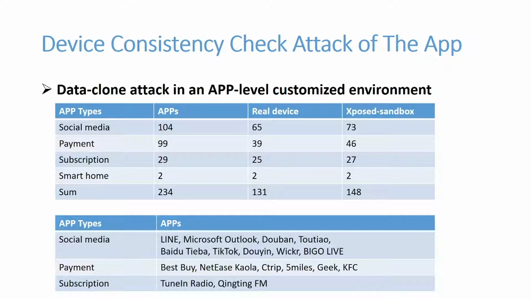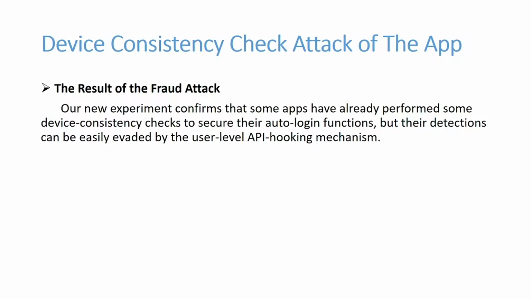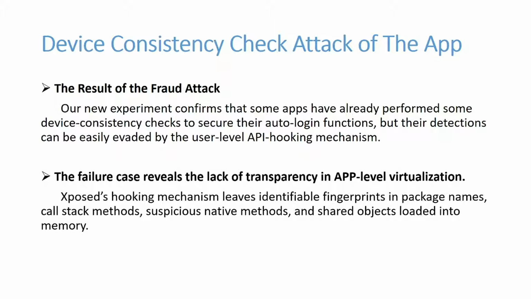In addition to subscription apps, we found that other apps also include device consistency checks. The number of successful clone attacks in our customized environment is higher than that between real devices. Our new experiment confirms that some apps have already performed some device consistency checks. Since we chose an app-level customization method, the method lacks transparency.